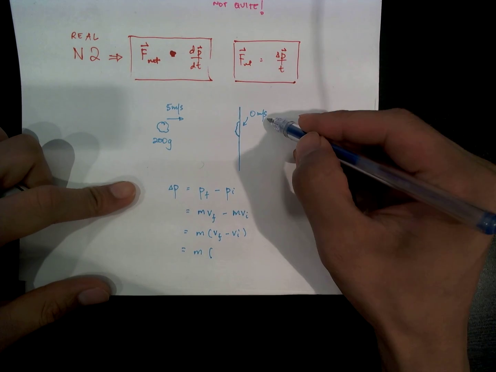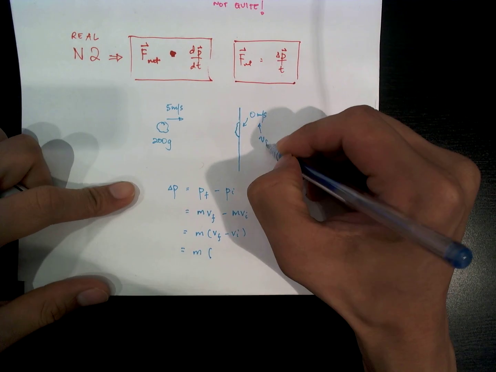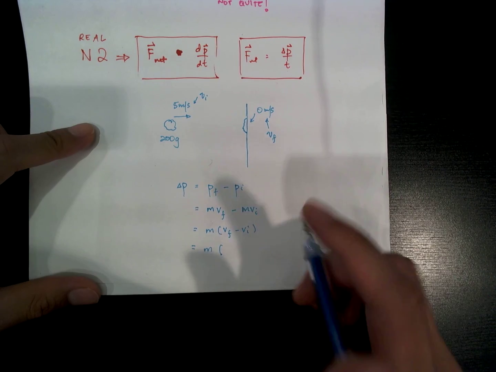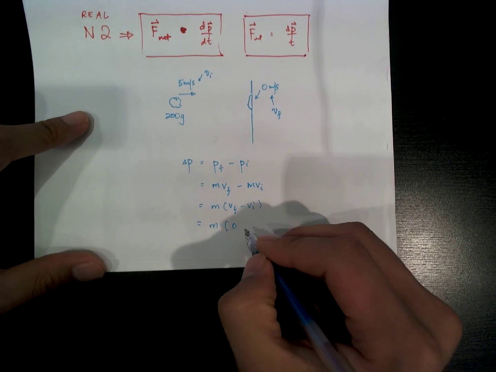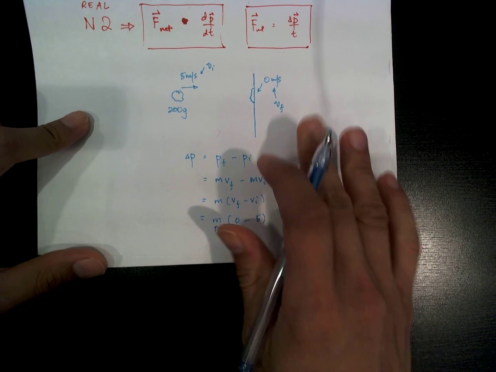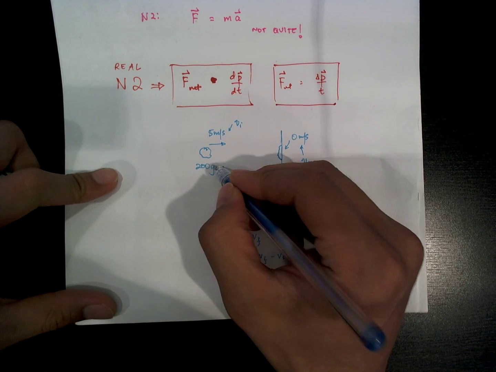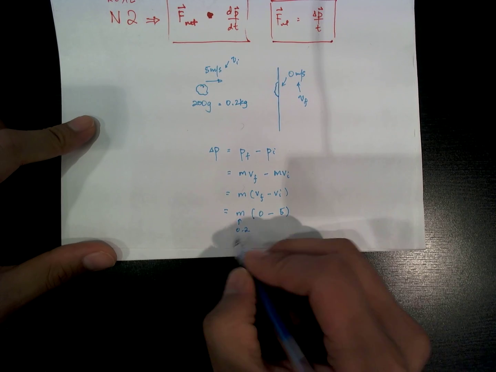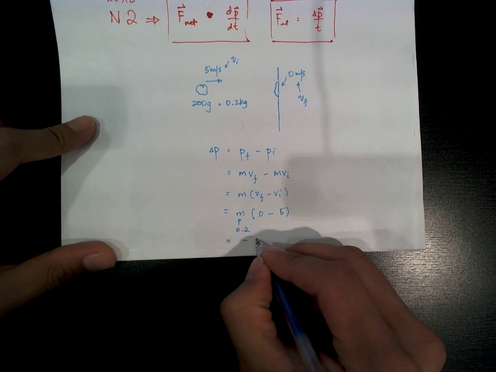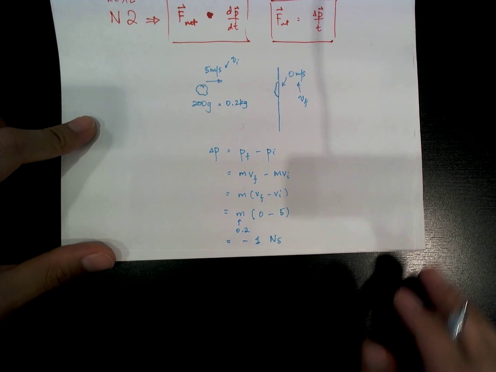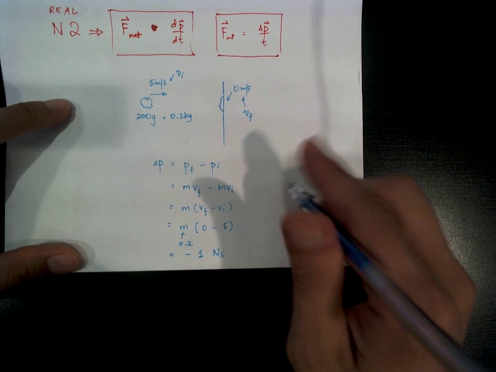Now since it came to a dead stop, that would be the final velocity, and this would be the initial velocity. So it came to a dead stop, which means 0, and the initial velocity was 5, and the mass, converting grams to kilograms, is 0.2 kilograms. So I simply get a value of -1 Newton seconds. That's what the change in momentum is.